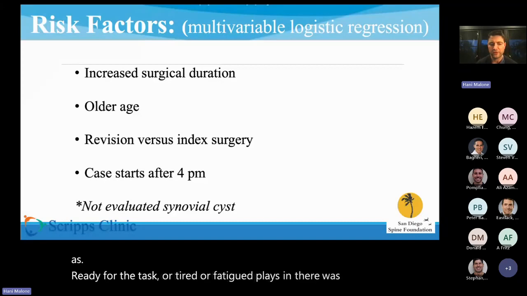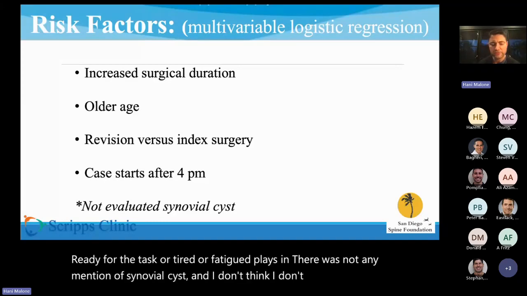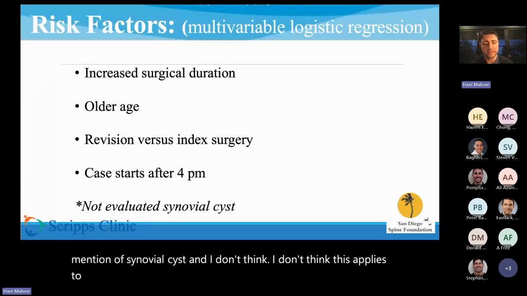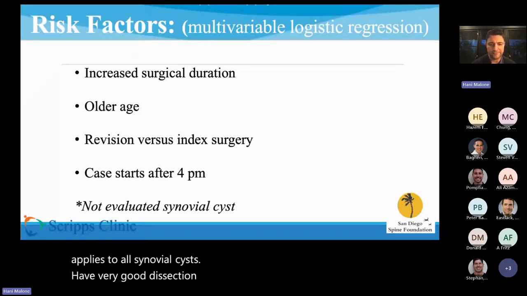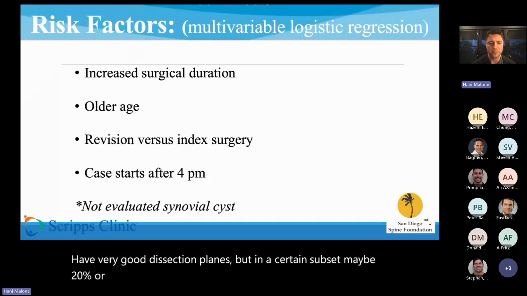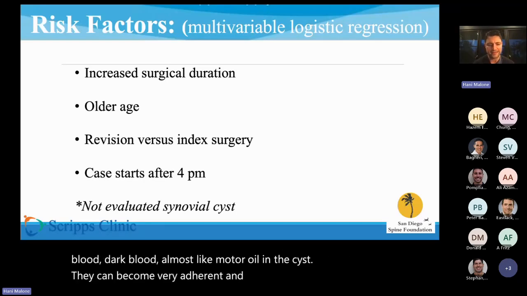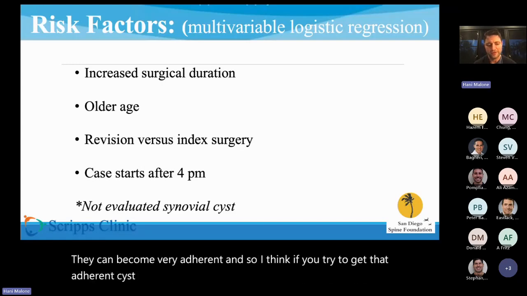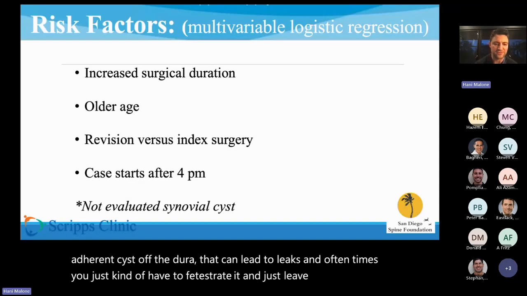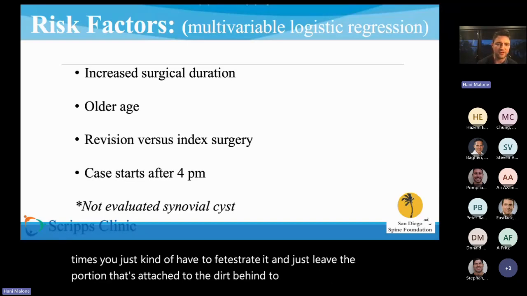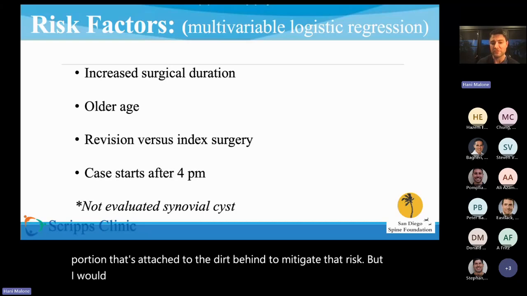There was not any mention of synovial cyst, and I don't think this applies to all synovial cysts. Some have very good dissection planes, but in a certain subset, maybe 20% or so, where they've hemorrhaged, you'll see venous blood, dark blood, almost like motor oil in the cyst. They can become very adherent. And so I think if you try to get that adherent cyst off the dura, that can lead to leaks. Oftentimes you just have to fenestrate it and leave the portion that's attached to the dura behind to mitigate that risk. But I would say age and revision are probably the greatest risk factors.